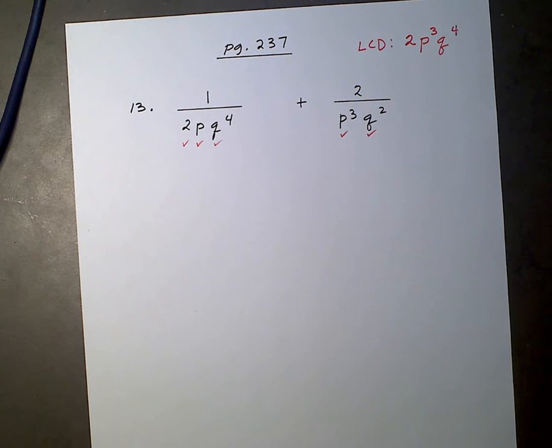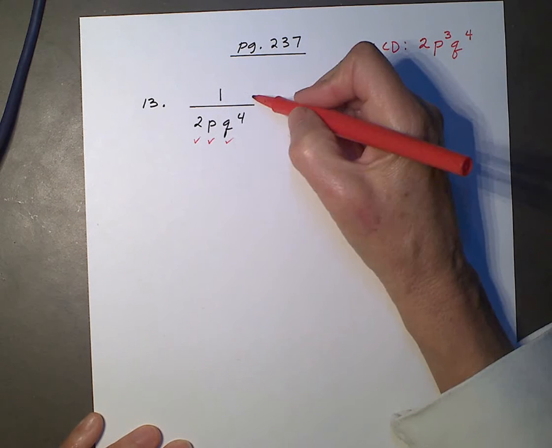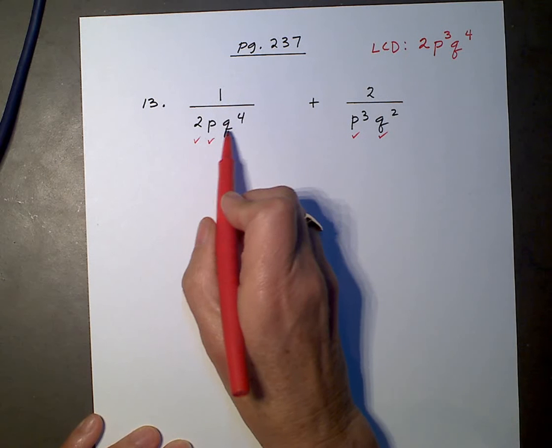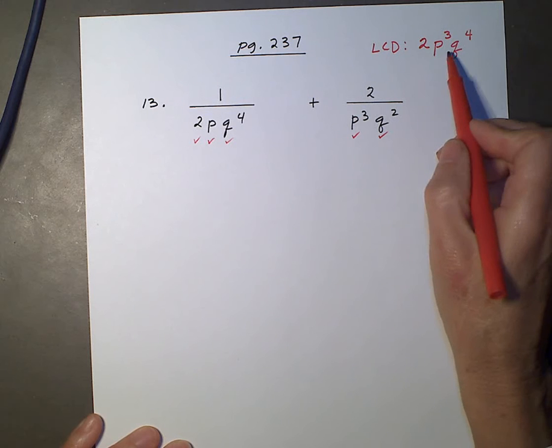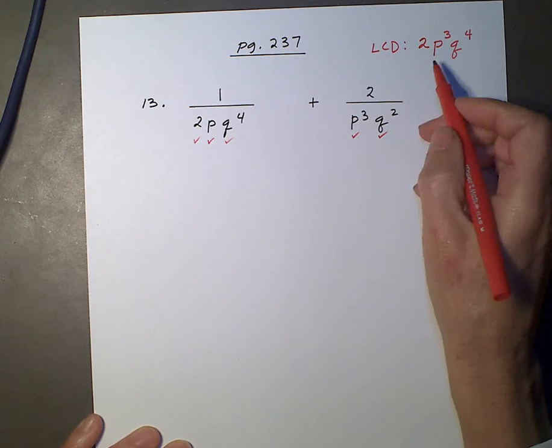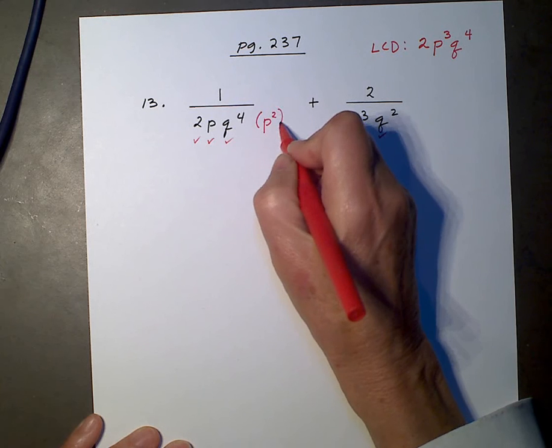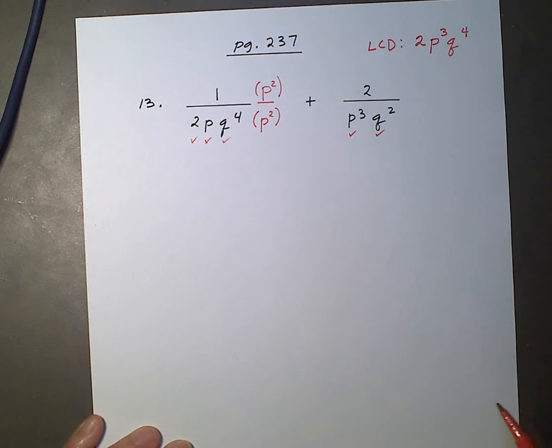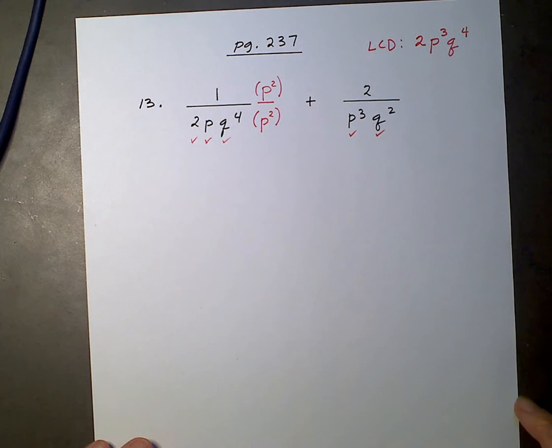Okay, so what I have to do now is kind of beef each of these fractions up to be over the lowest common denominator. So I'm going to focus on what's the missing factor. What do I need to multiply 2p q to the fourth by to get 2p to the third q to the fourth? I'm missing 2 powers of p. So this gets multiplied by 1 in the form of p squared over p squared. This is just a 1. I can always multiply anything by 1. It doesn't change its value.